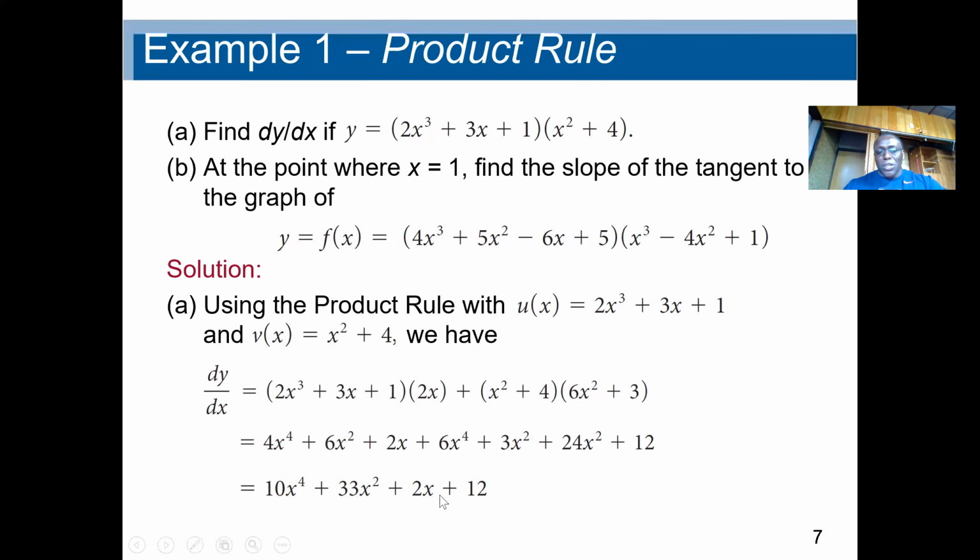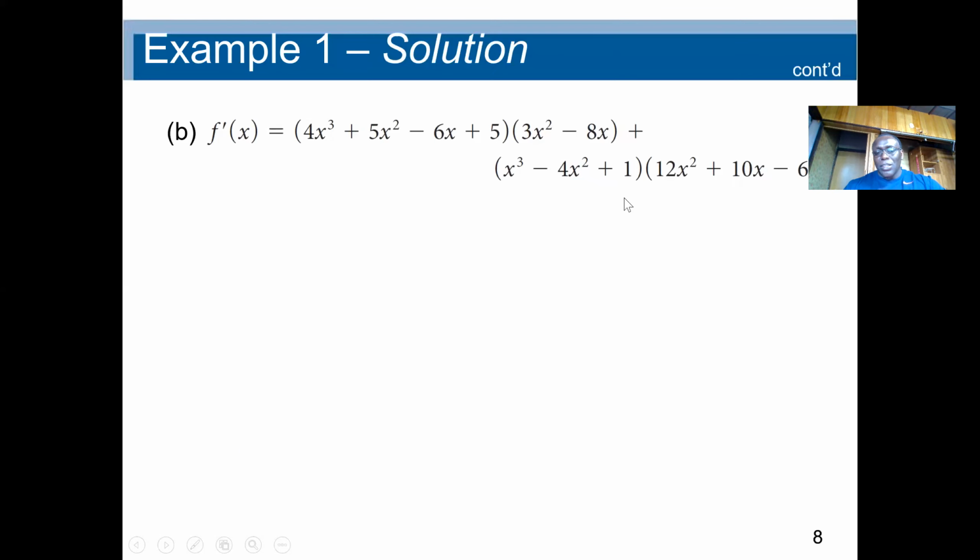If we remember, we have 4x cubed plus 5x squared minus 6x plus 5 times x cubed minus 4x squared plus 1. So I find the derivative of x cubed minus 4x squared plus 1, which will give me, again, power rule, 3x squared minus 8x, times the first term. And that's what we have here. 3x squared minus 8x times the first term. Plus, the first term is 4x cubed plus 5x squared minus 6x plus 5. So the derivative of this will give me 12x squared, and that's what we have here, plus 10x minus 6.